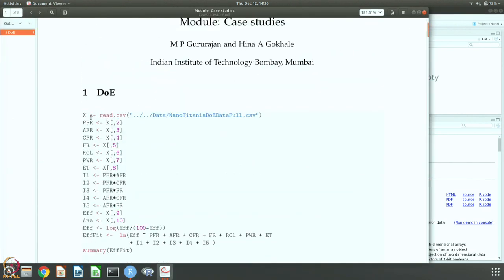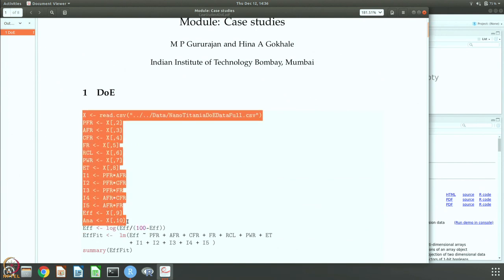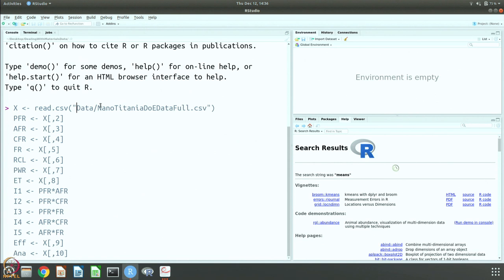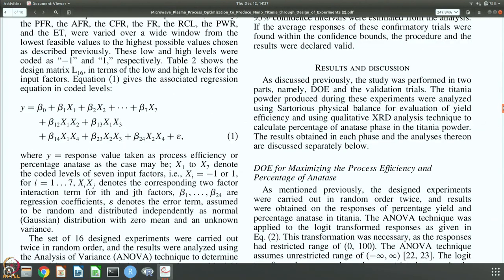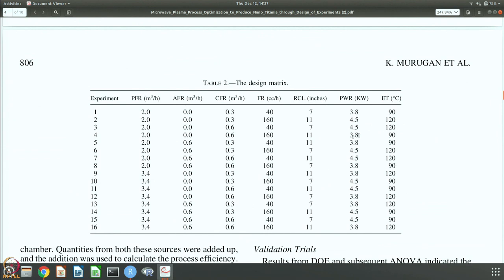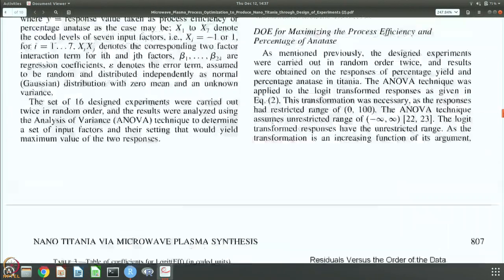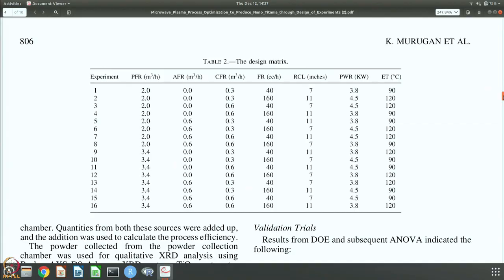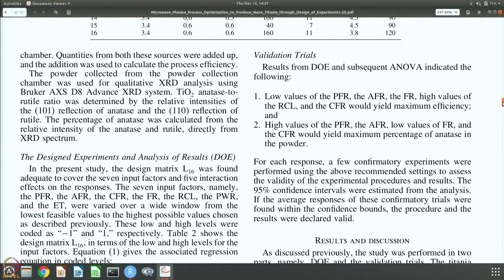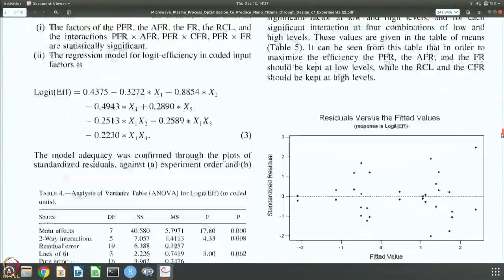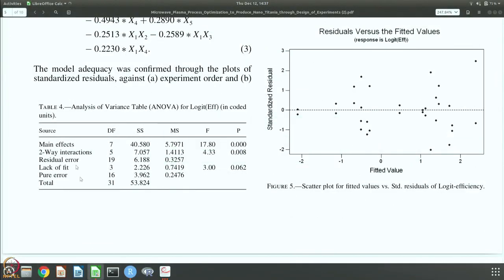So, the first step is to read the data. Let us do that. What the paper reports is only the design matrix, and this is what is shown in coded form in the data that I will show you. The data on efficiency and percentage annotate is needed, that is not here. So, I am going to show you the data.